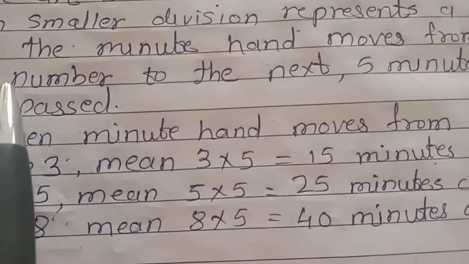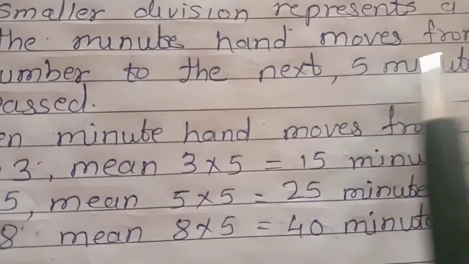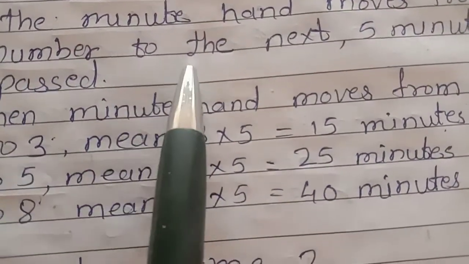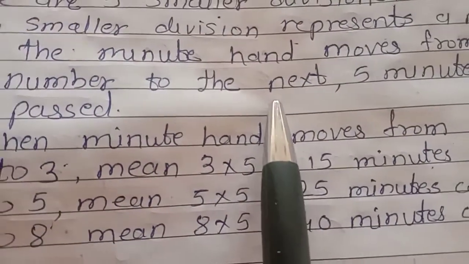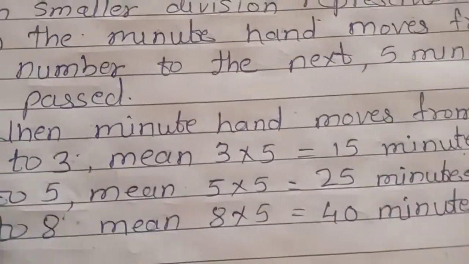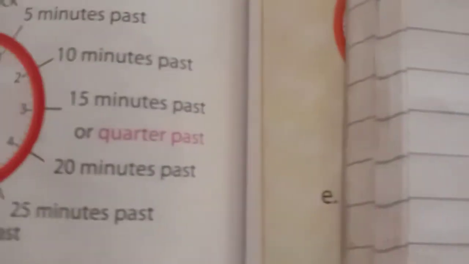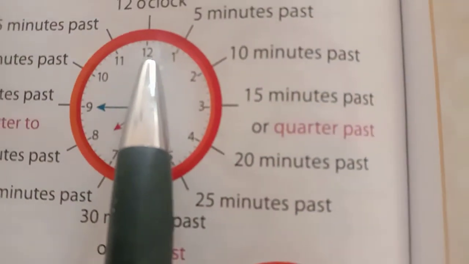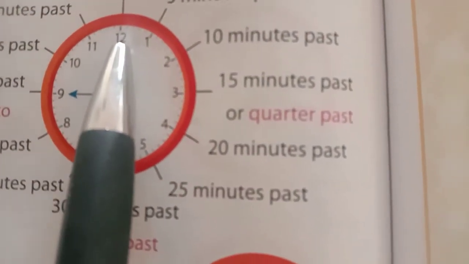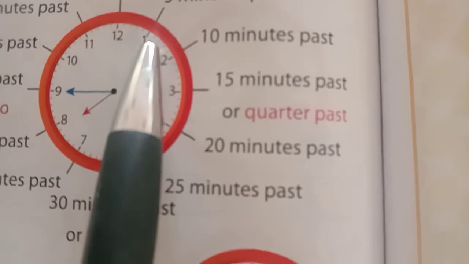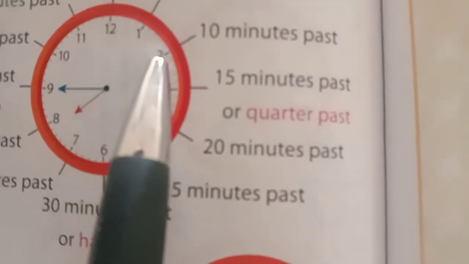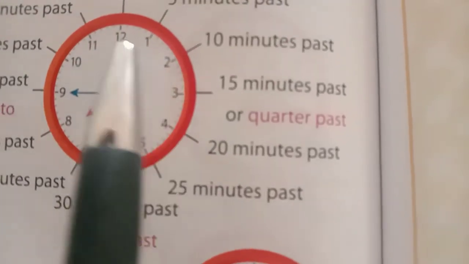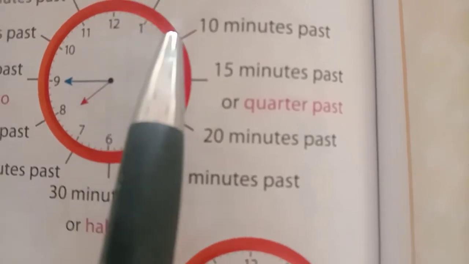Okay, when the minute hand moves from one number to the next, 5 minutes have passed. Means if it moves from 12 to 1, that is 5 minutes passed. Then 1 to 2, again 5 minutes passed. Then 5 plus 5, that is 10 minutes passed, like this.